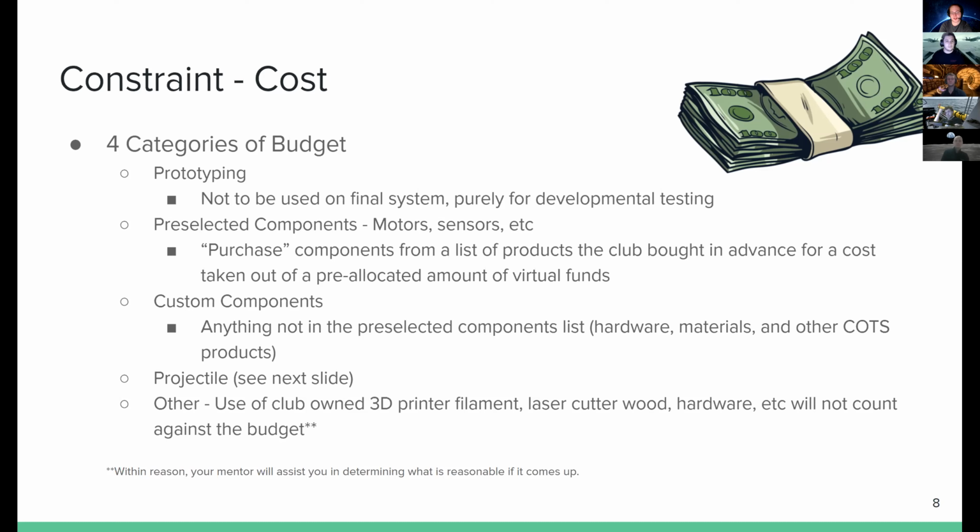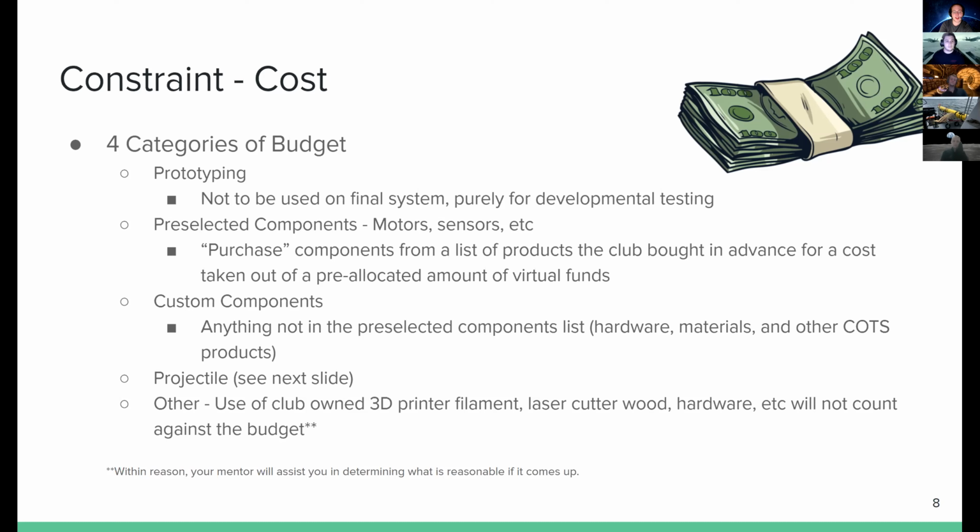The third one is custom components. That's going to be a set amount of money that you guys will have to buy anything that's not in the pre-selected components list. So if you wanted some hardware, materials, or some other COTS, meaning commercial off the shelf, component, then it's basically wildcard money.